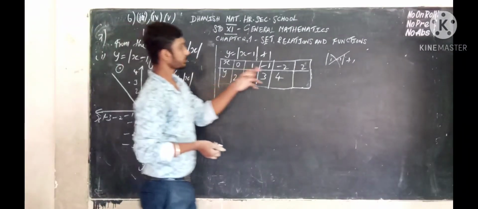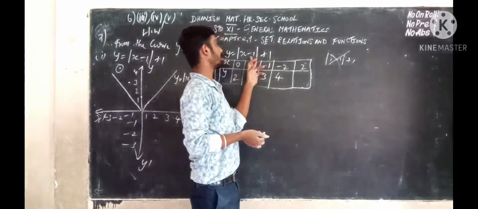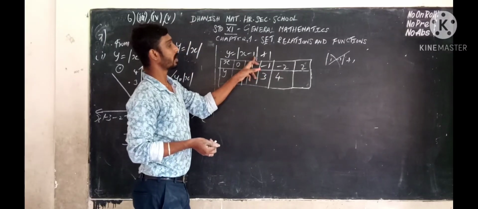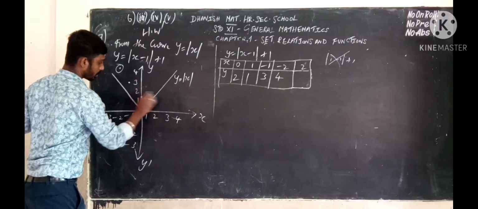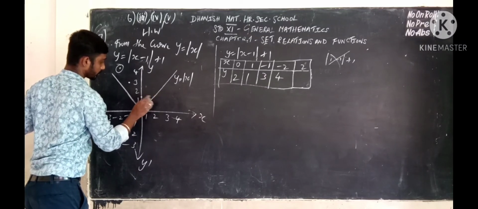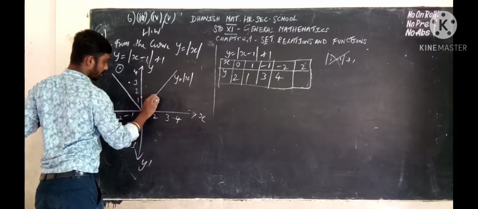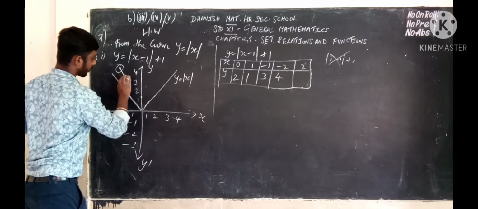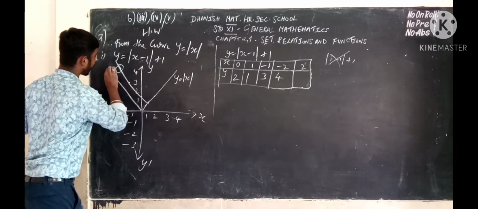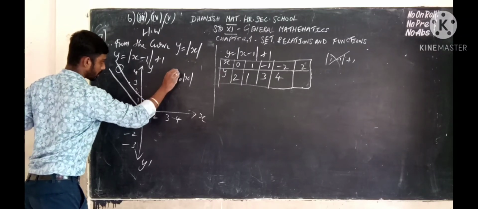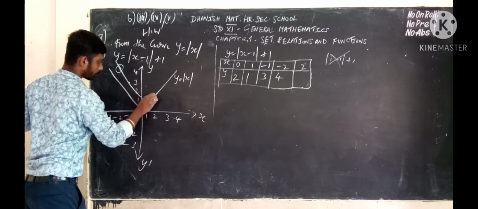Then next, 2 means 2 minus 1 that will be plus 1, 1 plus 1 that will be 2, 2 comma 2. Here having 2 comma 2, this one is a curve. This curve will be parallel to this curve.